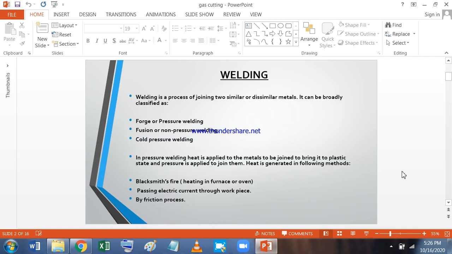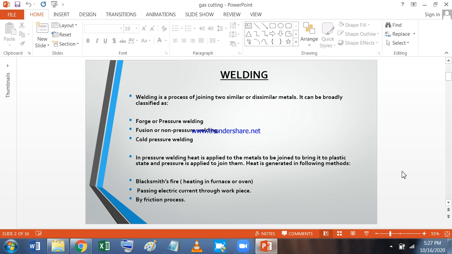Welding is a process of joining two similar or dissimilar materials. That is the basic definition of welding. It can be broadly classified as forge or pressure welding, fusion or non-pressure welding, and cold pressure welding. In our syllabus, we will deal with the fusion and non-pressure welding process. Forging will be dealt separately in another chapter.